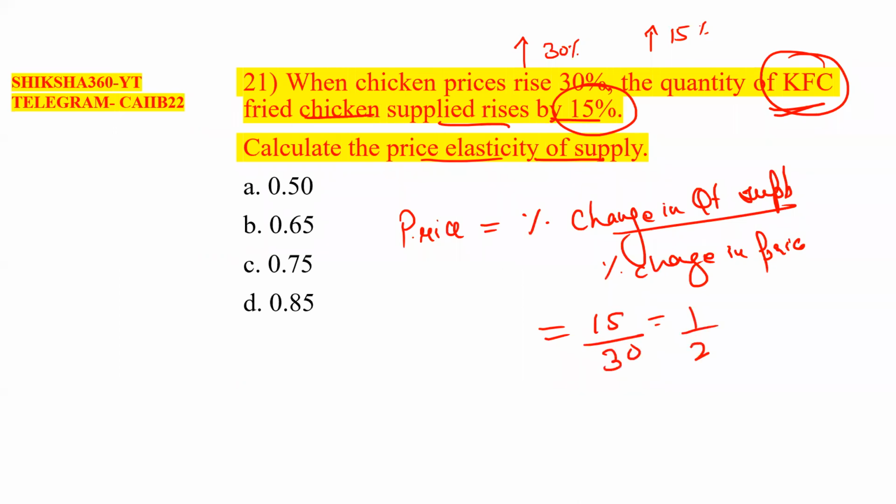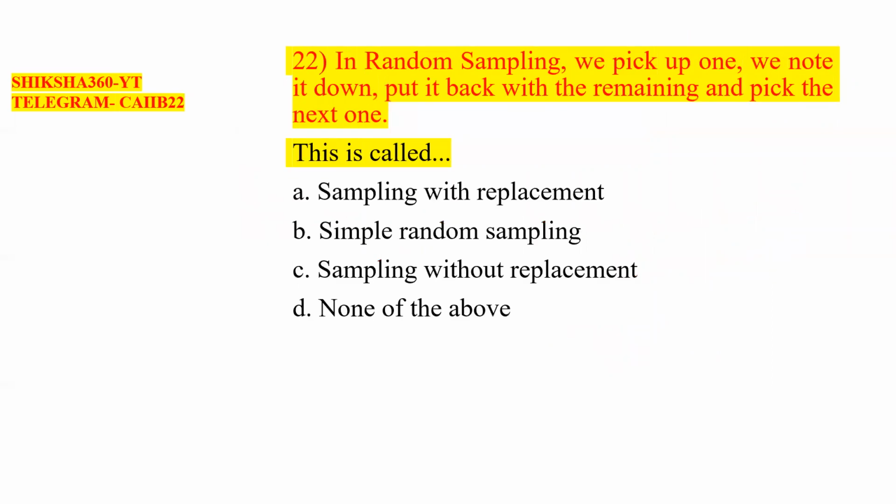So basically, 1 by 2, we will get the answer 0.5. That is basically the price elasticity of supply, which is 0.50. Now let's move to the next question, question number 22.